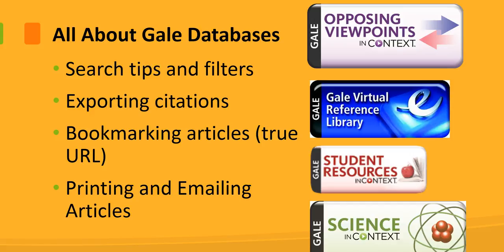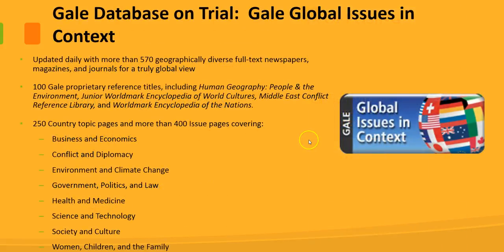We're going to look at how to export the citations, how to get the bookmark, which is a true URL, and of course, printing and emailing. We'll focus on Gale Opposing Viewpoints, Gale Virtual Reference Library, Gale Student Resources in Context, and Gale Science in Context for this assignment. However, we're also trialing another Gale database right now, Gale Global Issues and Context, and we'll spend a little bit of time in that.